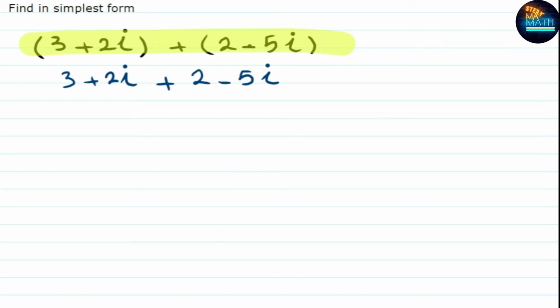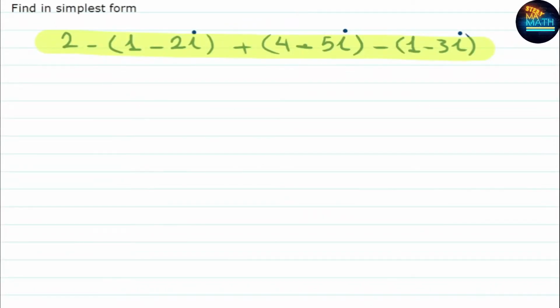Where are the like terms? Where are the real parts and the imaginary parts? We'll combine the real parts with the real parts, and the imaginary parts with the imaginary parts. The real parts here are 3 and 2, so 3 plus 2 is equal to 5, and 2i minus 5i, which are the imaginary parts, is negative 3i. So the answer is 5 minus 3i.